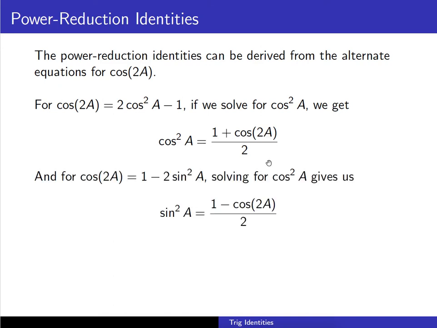For our other one, we have cosine of 2a equals 1 minus 2 times the sine squared of a. This one should say solving for sine squared a, not cosine squared a, so I apologize for that. But subtracting 1 from both sides and dividing by this negative 2, we'll get our sine squared a by itself. And sine squared a is 1 minus the cosine of 2a all over 2.